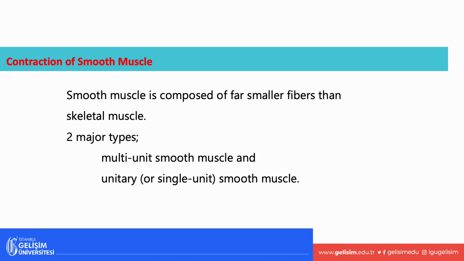Okay. So now let's talk about multi-unit first. Multi-unit smooth muscle consists of individual fibers that are innervated by nerves and contract independently of each other. Now this type of smooth muscle is found in structures such as the iris of the eyes, the erector pili muscles of our hair follicles that we find within the skin, the walls of larger blood vessels, and also around the pupils.